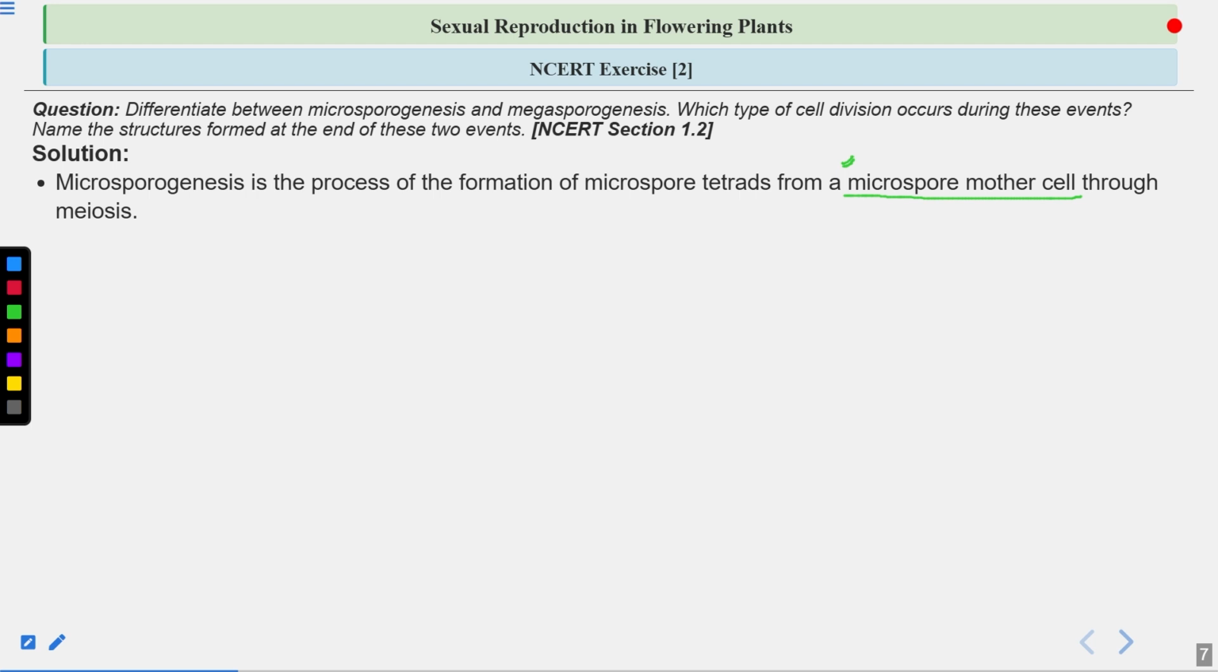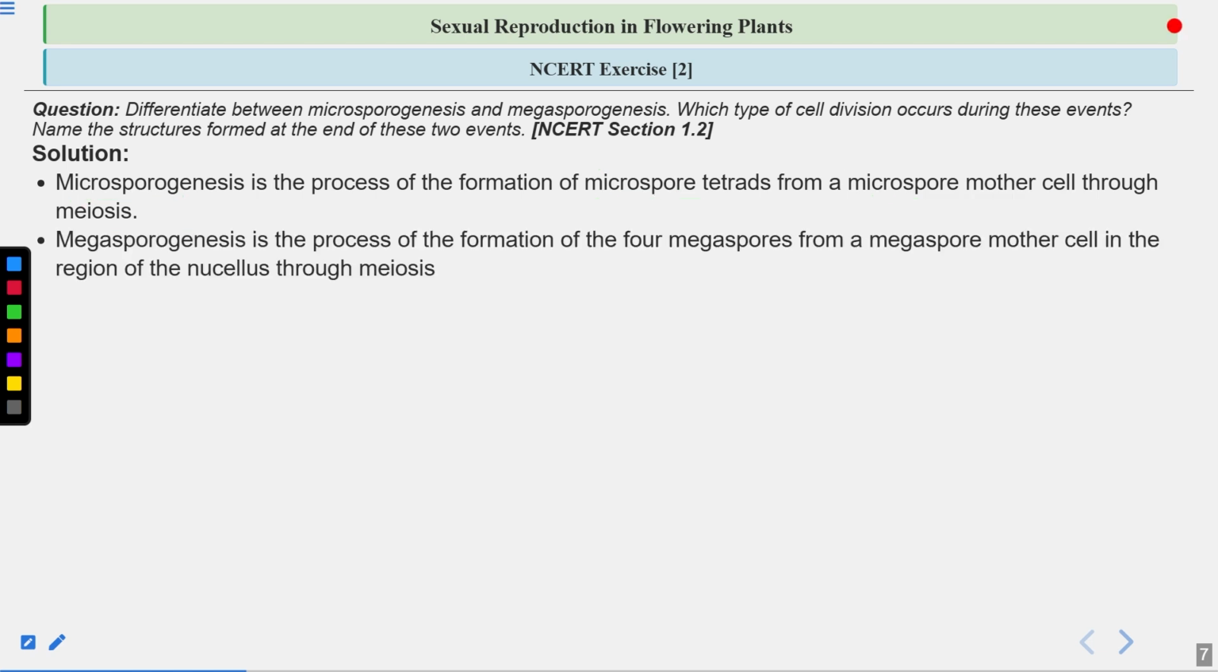So this microspore mother cell undergoes meiosis division, and what do they form? They form the microspore tetrad. What is the process that leads to the formation of this microspore tetrad? Meiosis division. So the microspore mother cell, MMC, undergoes meiosis and forms the microspore tetrad. This whole process is called microsporogenesis.